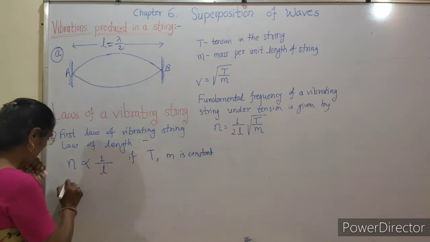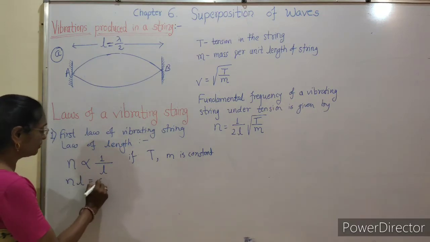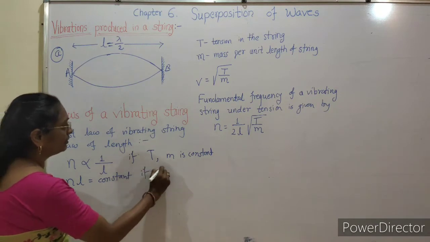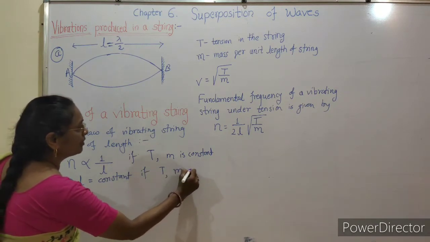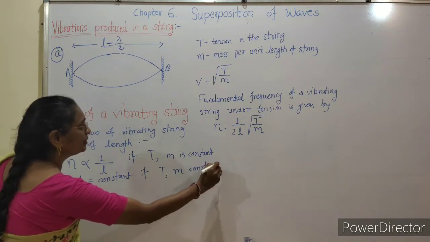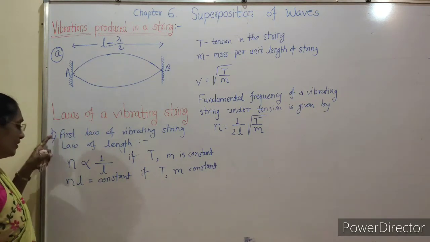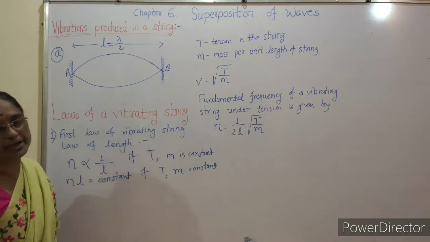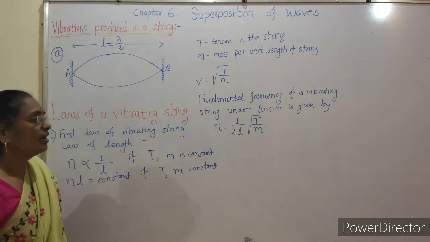It can be written as N L is equal to constant if T and M are constant. If mass per unit length and tension are constant, then this statement gives us the first law of vibrating string.